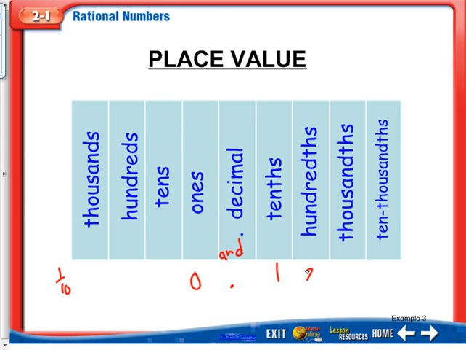Now, if I had 12 hundredths, then I would simply write 12 over 100. And if I had 123 thousandths, then I would say 123 over 1,000. So if you know your place values, it's really easy to write it as a fraction, because if you're saying 2 hundredths, you just simply write 2 over 100.